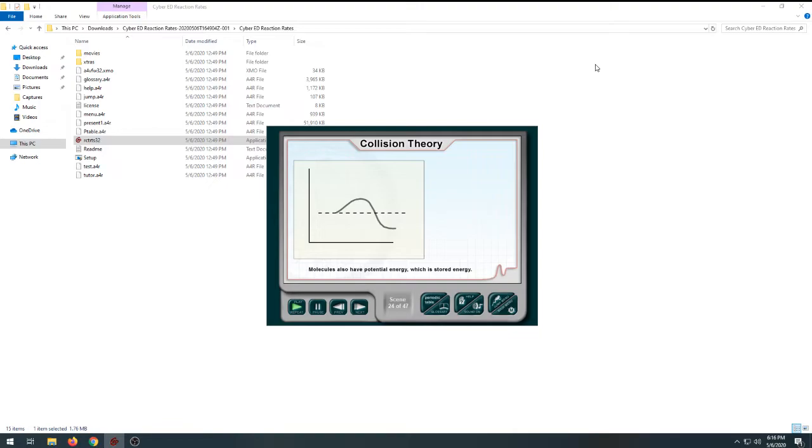In addition to kinetic energy, molecules also have potential energy. Potential energy is stored energy. Within molecules, energy is stored in chemical bonds. This graph portrays the energy change that occurs during the course of a reaction. The horizontal axis of the graph represents the course of the reaction over time, and the vertical axis represents potential energy. The reaction shown is exothermic, meaning it releases energy. In an exothermic reaction, the reactants have higher potential energy than the products.